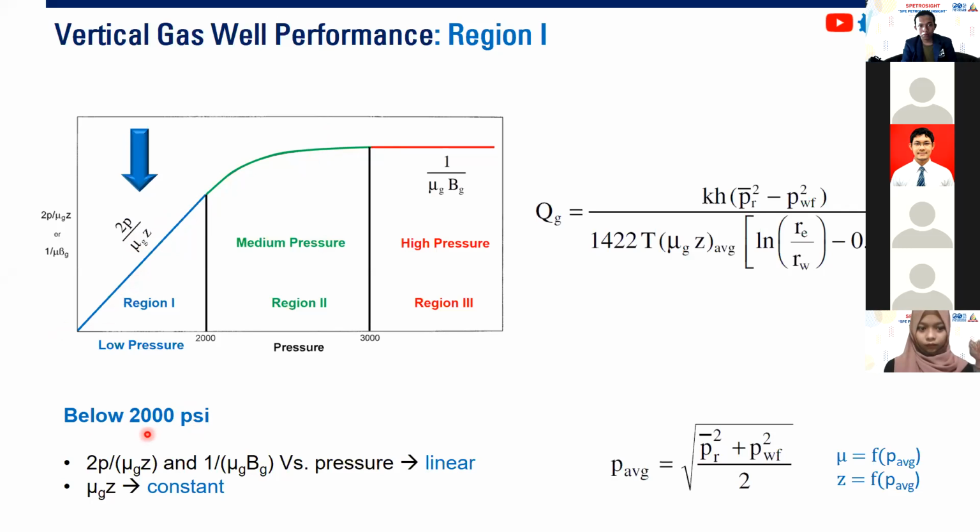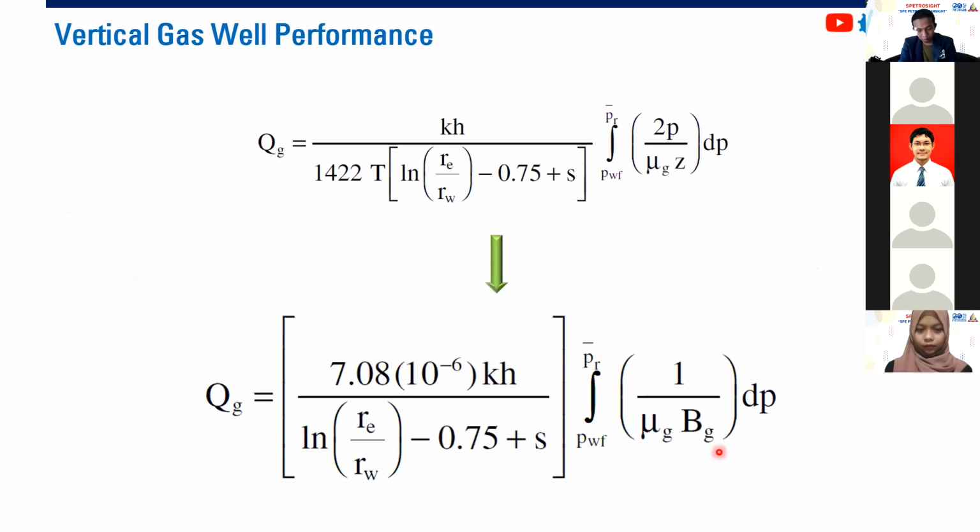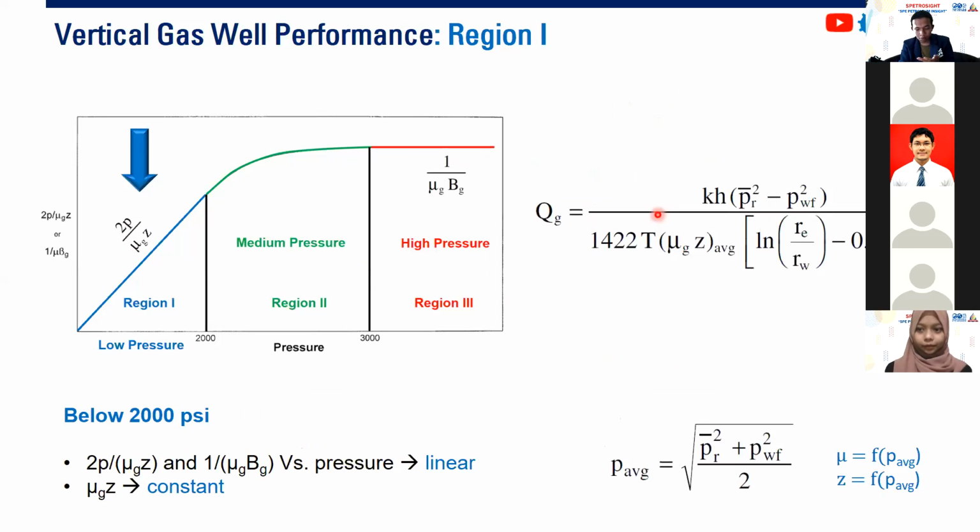So below 2000, it's linear, and the rho g times z factor is constant. Using this, you can change the pseudo pressure to be the pressure square. We don't need to calculate the pseudo pressure. It's a painful thing to do to calculate this pseudo pressure, because it involves integration. It's not that easy for us to do integration, right? But if we can change the pseudo pressure to pressure square like this one, it will be much easier, provided that you have the reservoir pressure data and the flowing pressure data.